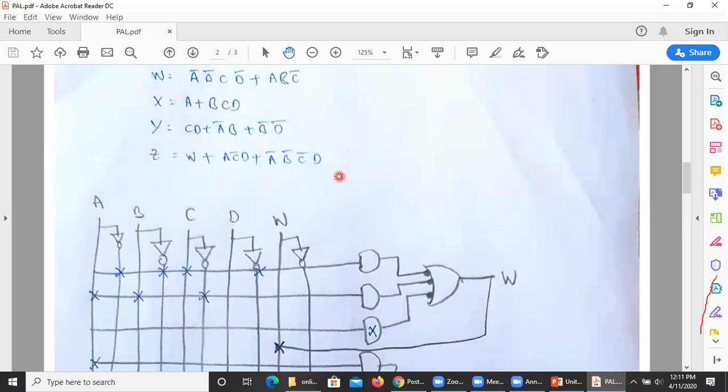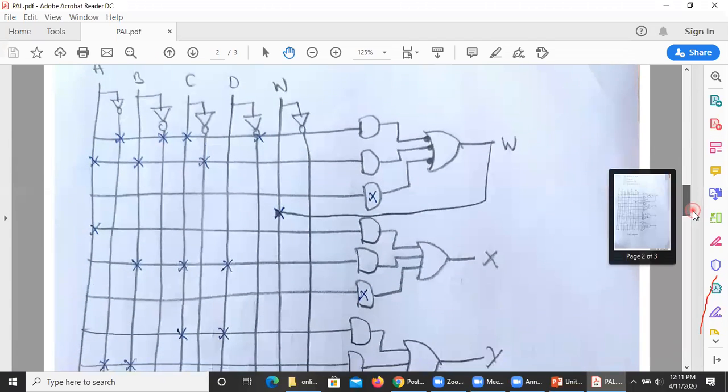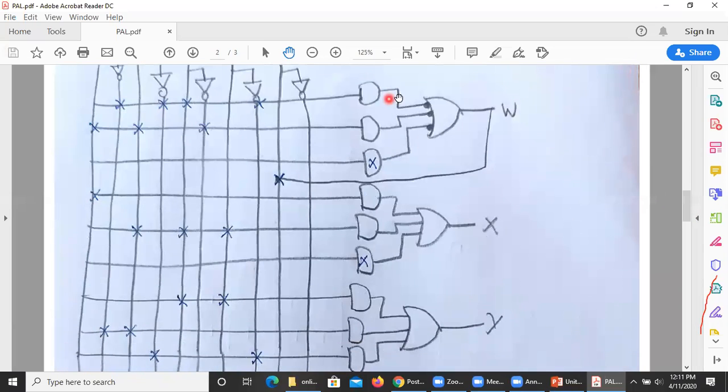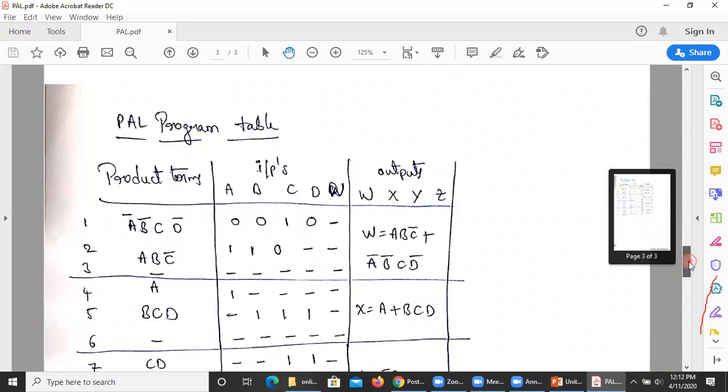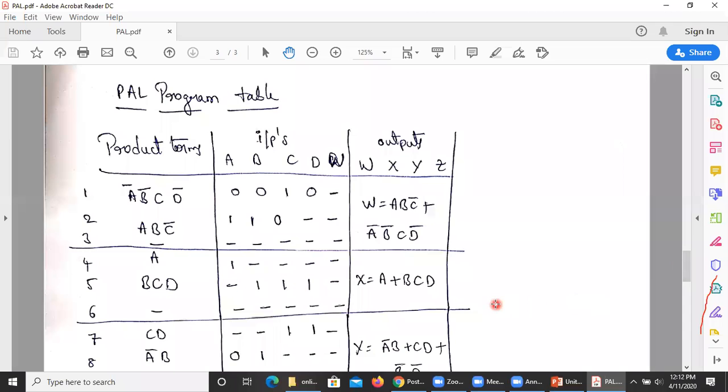So you have to choose a PAL which has a fixed OR array and takes a maximum of 3 AND gates per output. Here W contains 3 AND gates, X contains 3 AND gates, Y contains 3 AND gates, and Z contains another 3 AND gates. Before drawing the PAL diagram, you can draw the PAL program table same as that of the PLA. But here the product terms for each OR gate are fixed, which are 3 AND gates each.